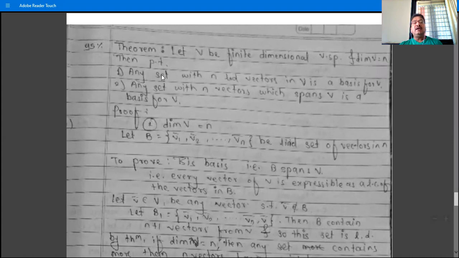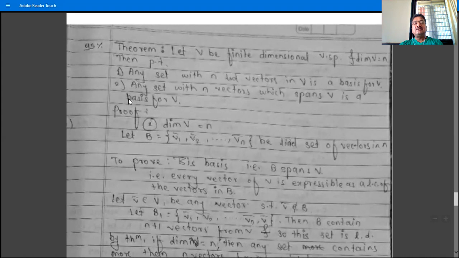And if we are given any set with n vectors, and the set is linearly independent, then the set is a basis for V. That is, there is no need to show the second condition, that the set spans V. So if the dimension of V is n, and the set contains n vectors and the set is linearly independent, then the set is a basis for V. So no need to show the second condition, that the set spans V.